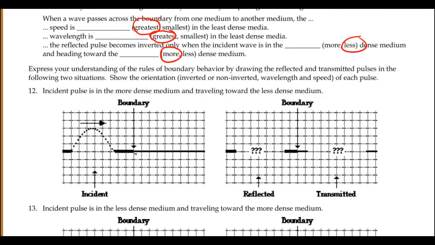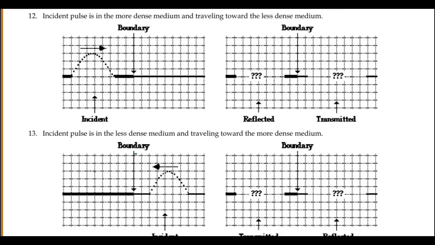Alright, so we're going to draw a couple of reflected and transmitted pulses here for a couple of situations to see if we got this figured out. Okay, so we're going to start from the more dense material to the less dense, so from slower to faster. Now, whenever it hits from a more dense to a less dense, it's like having a moving free end here, not fixed. And therefore, when it comes back, it's going to come back in essentially the same orientation and the same wavelength.